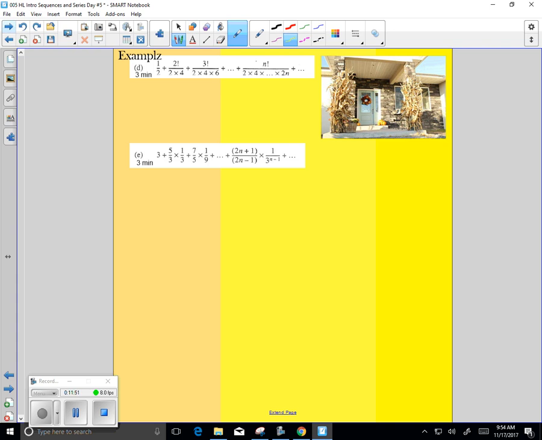Here is 1/2 plus 2 factorial over 2 plus 4, 3 factorial over this mess. You have a of n is equal to n factorial over 2 times 4 times ... times 2n. What will a of n plus 1 be? Well, it'll be n plus 1 factorial for sure. And then this will be 2 times 4 times ... times 2n times 2n plus 1.